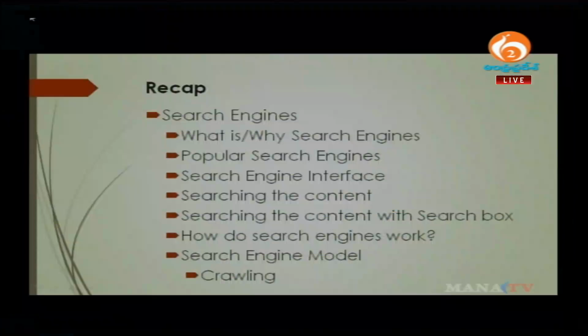So searching the content with the search box we have seen, and how to manage that search box also we have seen. How to change the search engine: suppose the default search engine is Bing in Microsoft Internet Explorer, how to change it to Yahoo or Google we have seen. And if our desired search engine is not available in the list, we can add a new search engine there, like Wikipedia, or ask.com if we want to have, we can add that also.